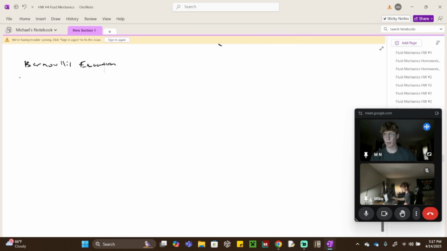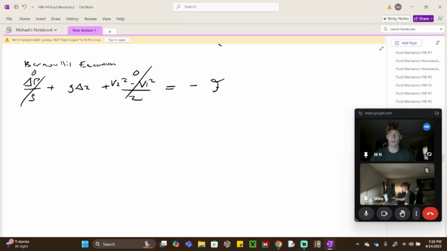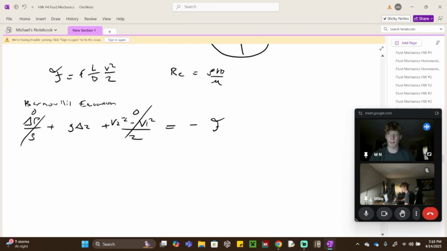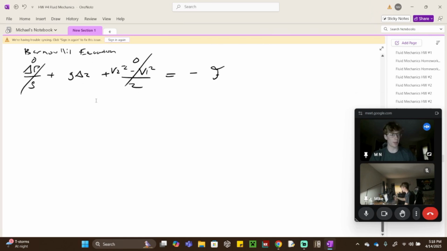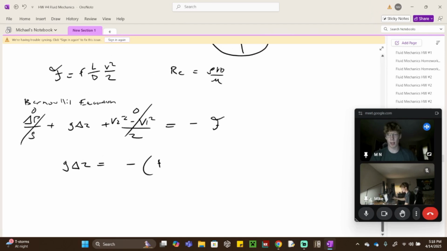For our Bernoulli equation, we know our injection work, so delta P over rho plus g delta Z plus V2 squared minus V1 squared over 2 is equal to the negative of our frictional work. For this situation, this is going to be 0, this is going to be 0, and we can substitute in our f from the equation that we came up with before. So we have g delta Z is equal to negative, substituting in, small f L over D times V squared over 2.